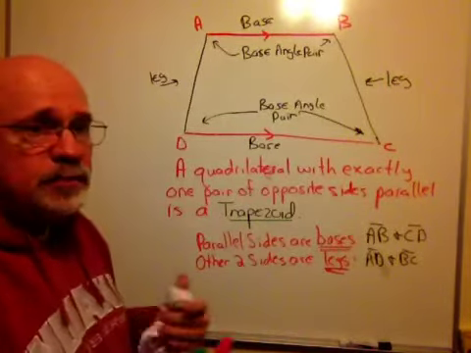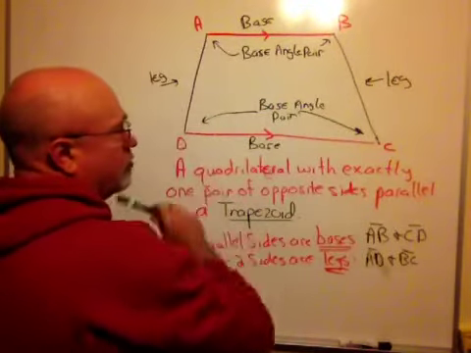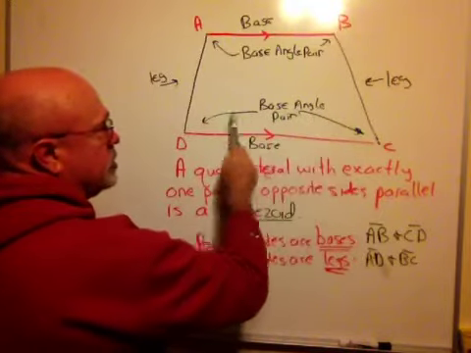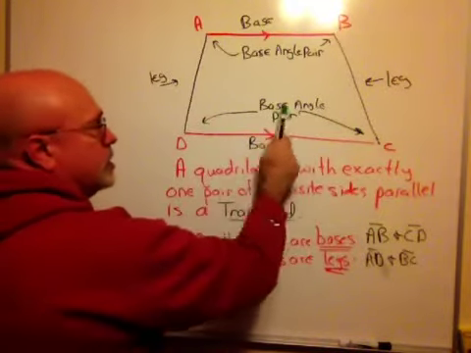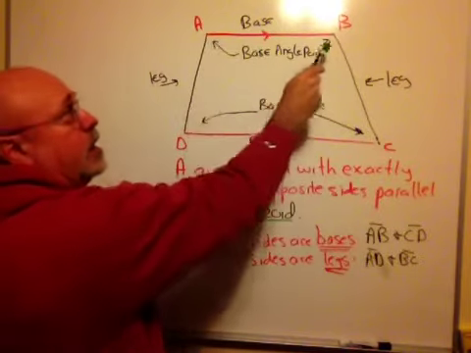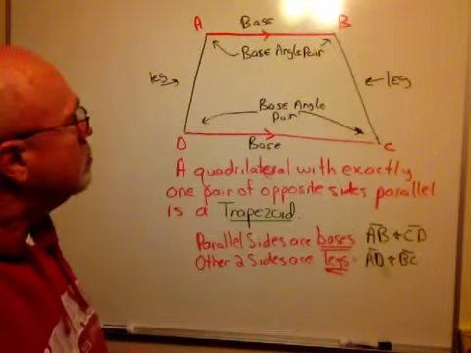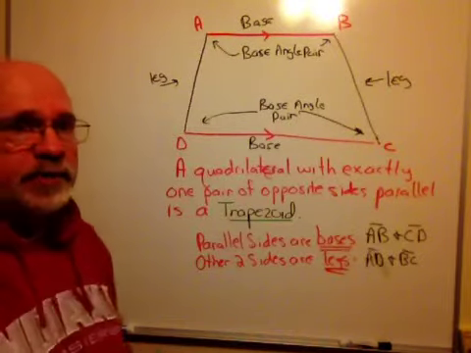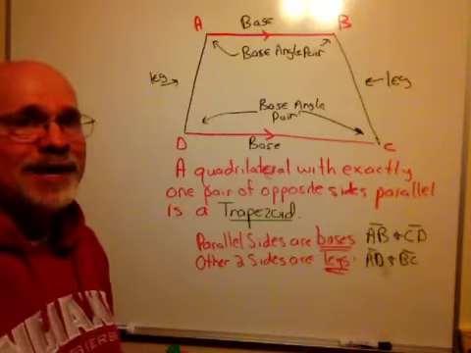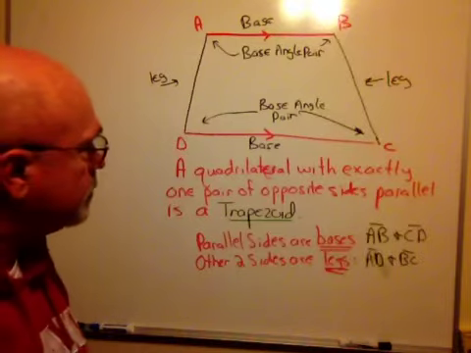At the end of each base, we have a pair of angles. At the end of DC, we have angle C and angle D. We call those a base angle pair, or a pair of base angles. Angle A and angle B also form a base angle pair. There's nothing particularly interesting about the base angle pairs until we move into a type of trapezoid known as an isosceles trapezoid. Then they become a little bit more interesting.